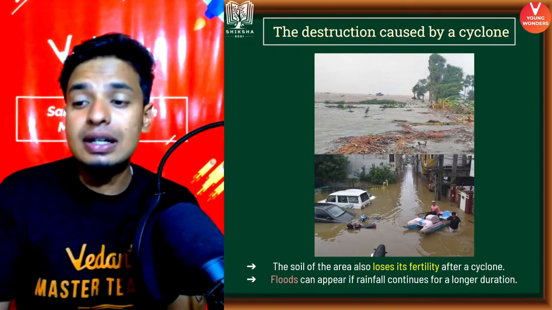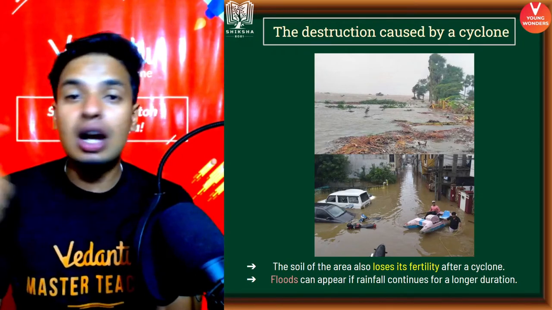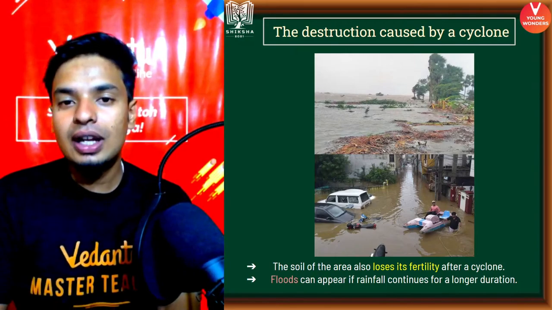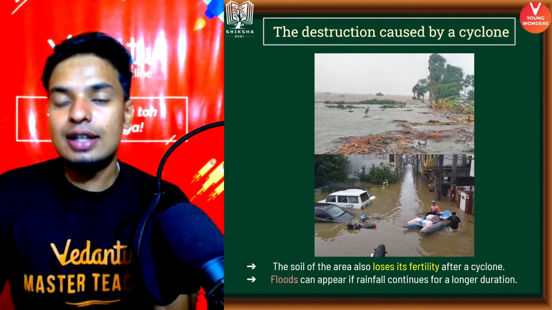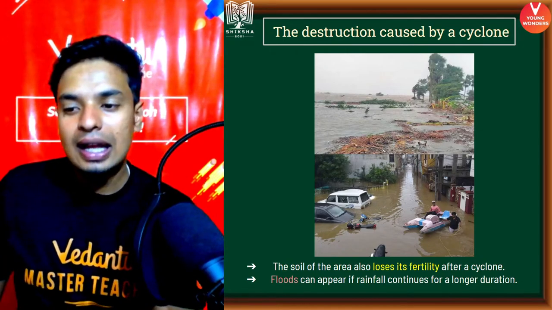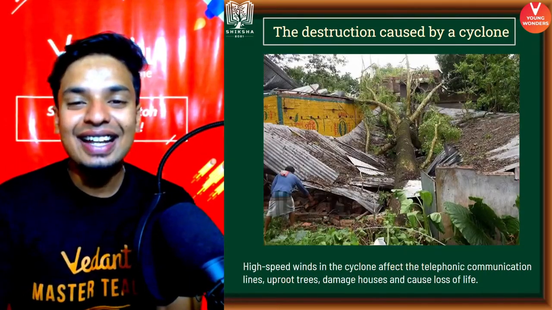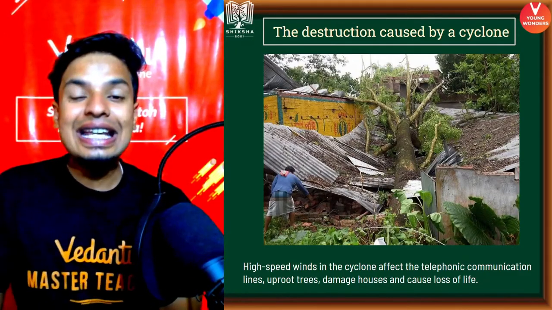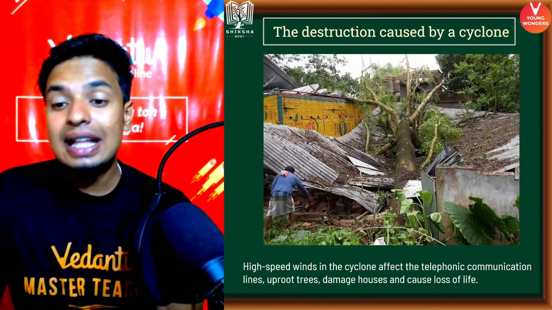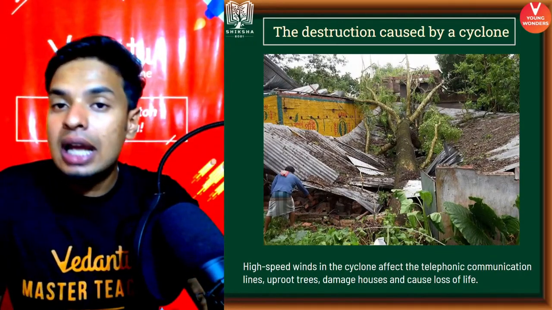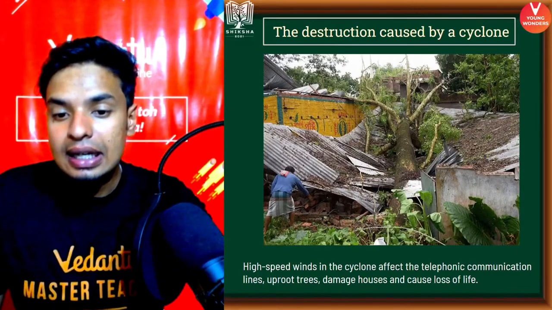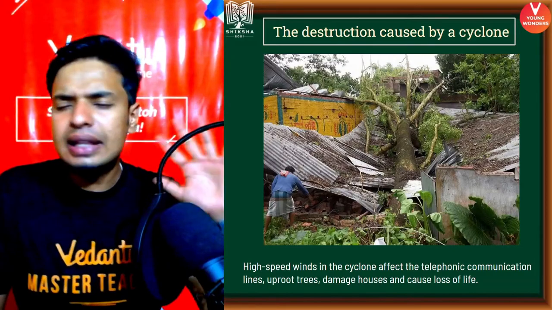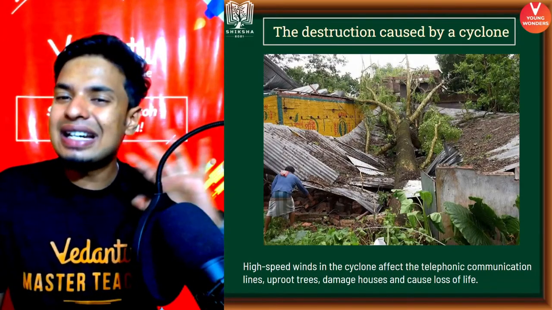Now floods appear if rainfall also continues for a longer duration. You can expect floods, houses will be flooded and your cars will be flooded. You'll have to use Ola boats. So I think it's better for people living in the coastal areas to always have a boat in their house. Yes, because it can get that serious, guys. Cyclones are not a joke. And also, these high speed winds in the cyclone affect telephonic communication lines. They uproot the trees, damage houses and cause loss of life. Every day to day activity gets stopped.